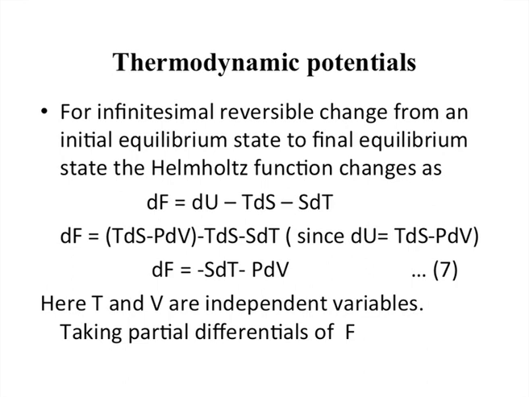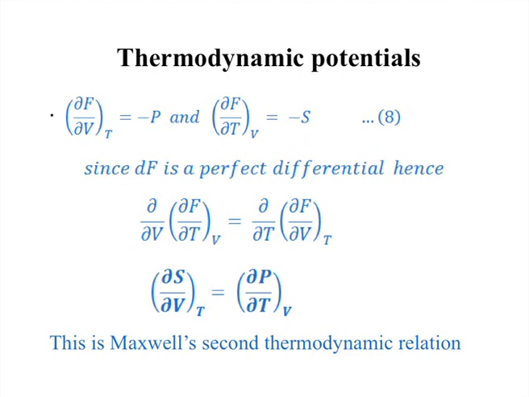So, in the above equation, the temperature T and volume V are independent variables. Now, taking the partial differentiation of F, we get ∂F/∂V at constant temperature is equal to minus P, that is pressure, and the partial differentiation of F with respect to T at constant V gives minus S, that is entropy.